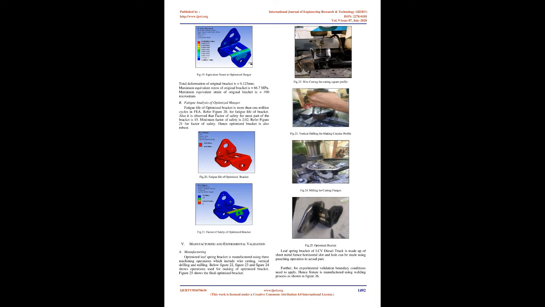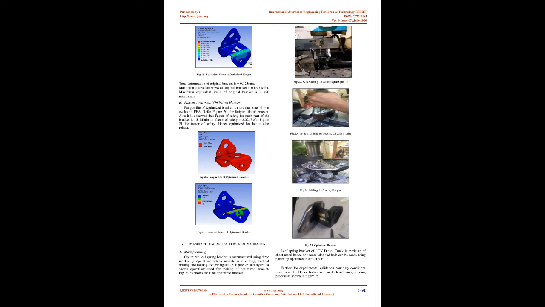Below Figure 22, Figure 23, and Figure 24 show operations used for making the optimized bracket. Figure 25 shows the final optimized bracket. The leaf spring bracket of the LCV diesel truck is made of sheet metal, hence the horizontal slot and hole can be made using a punching operation in the actual part.